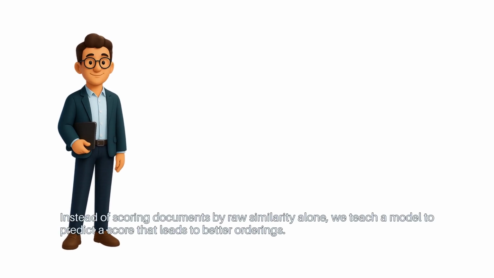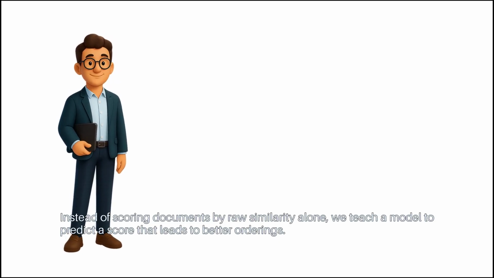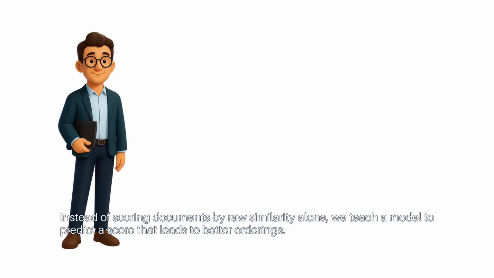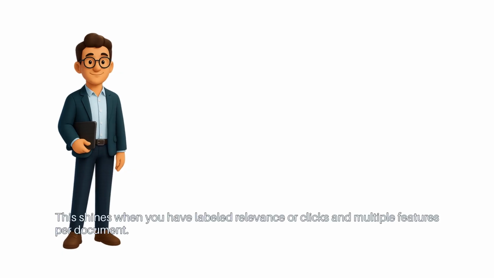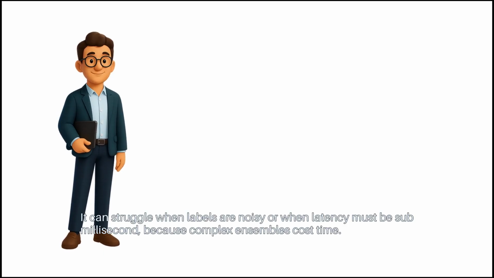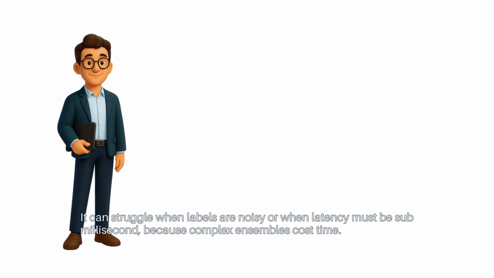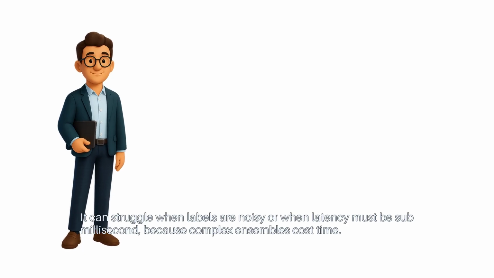The intuition is simple. Instead of scoring documents by raw similarity alone, we teach a model to predict a score that leads to better orderings. This shines when you have labeled relevance or clicks and multiple features per document. It can struggle when labels are noisy or when latency must be sub-millisecond because complex ensembles cost time.